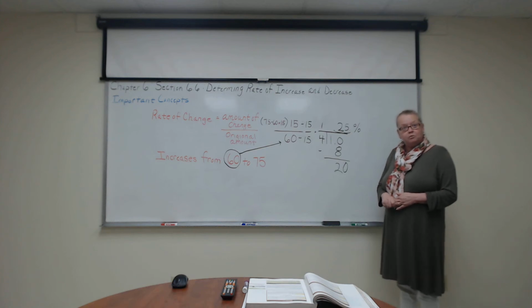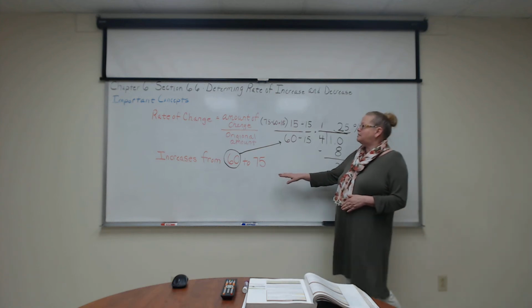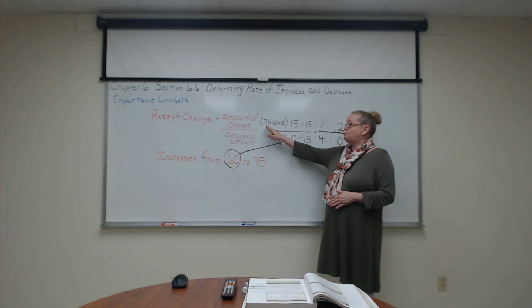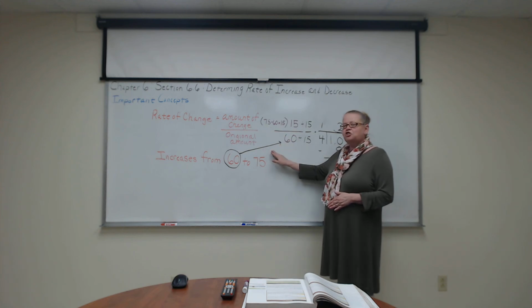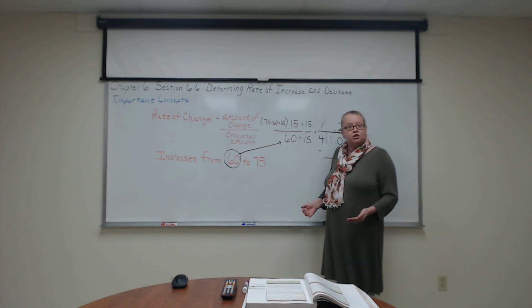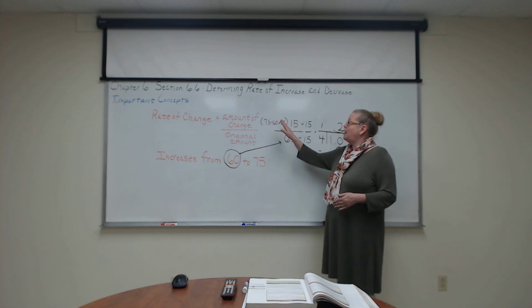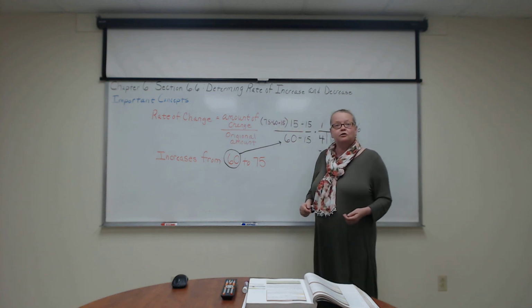And again, the key principles to remember are that we have to subtract our difference to make the numerator, and then we go with the original number for our denominator, and then we just do the math that we did in previous sections. And that's how we determine our rate of increase and decrease.